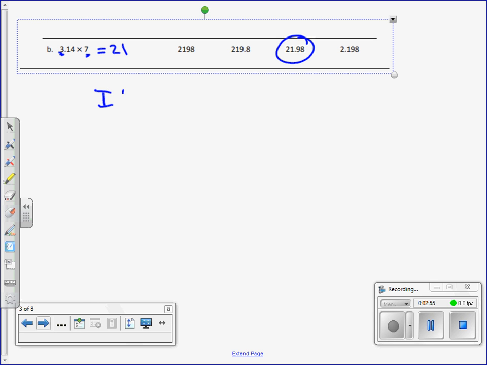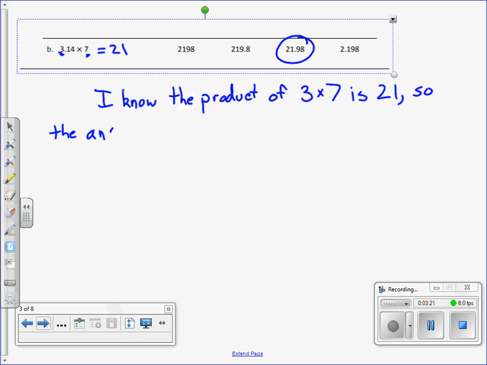And then we're going to write, I know the product of 3 times 7 is 21. So the answer has to be 21 and a little more. Pretty easy so far, right?